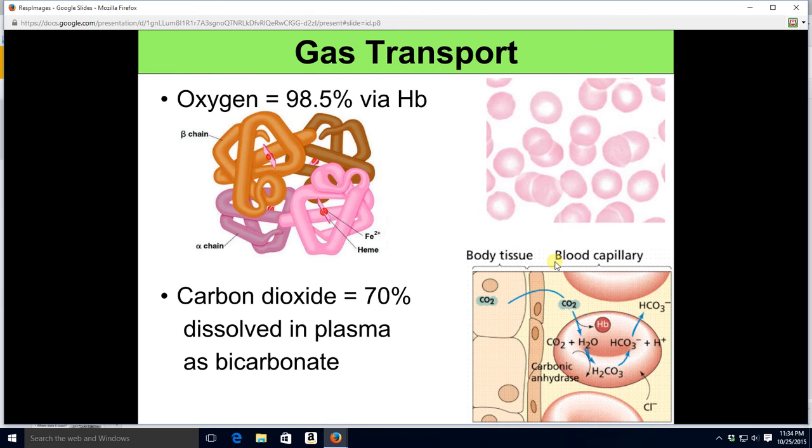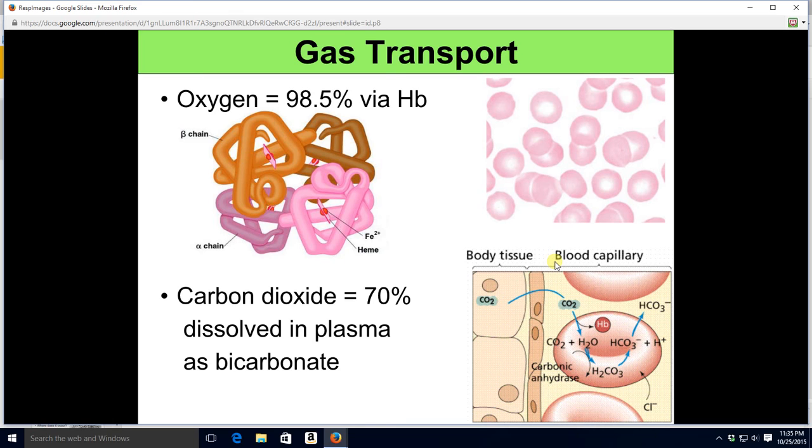All right, what else? Another big event, gas transport. Two gases in question, of course, are still oxygen and CO2. Now, we transport about 98.5% of our oxygen bound to the iron in hemoglobin. And of course, we find hemoglobin within our red blood cells. That's a big number, 98.5%. Well, one of the things that's going to tell you is that oxygen is not very soluble in water. If it were, there would be no need to have this dedicated system of proteins and cells to carry it.